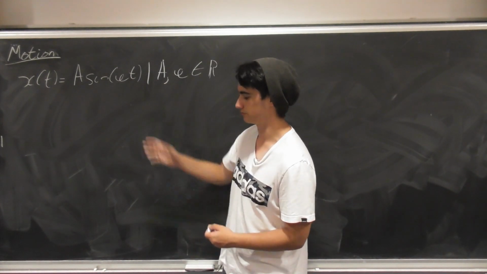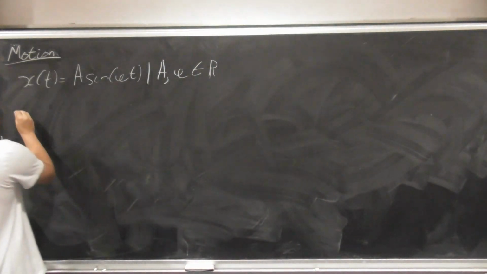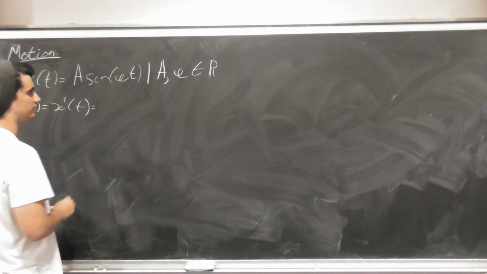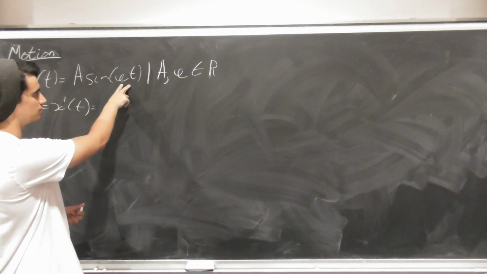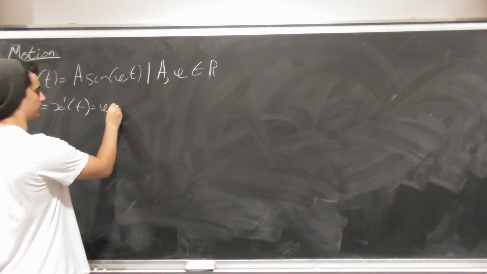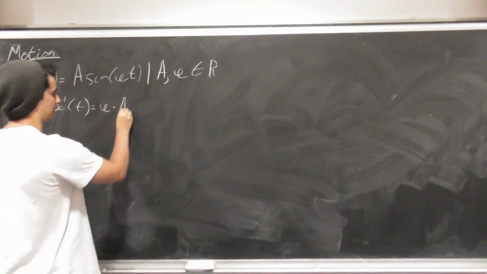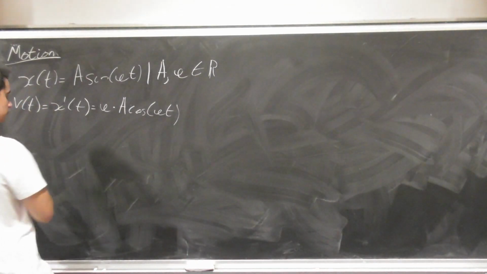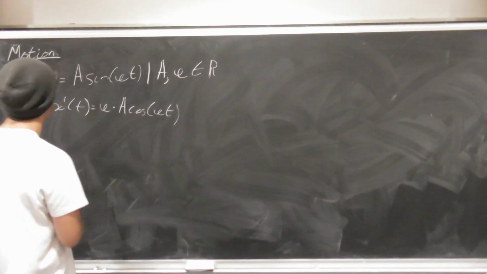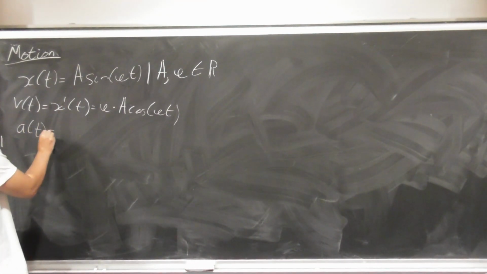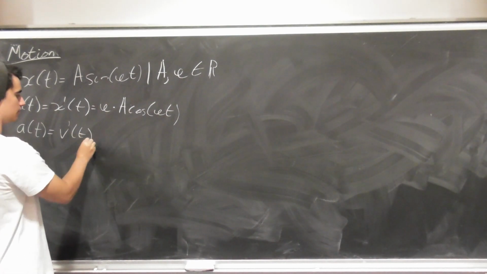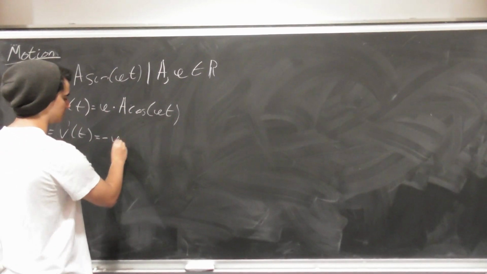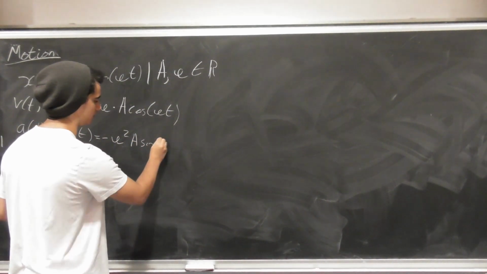So we have this function here. We want to find, say, the velocity of it. So v of t is the same as x prime of t. When we take the derivative of this, we use the chain rule on the argument, and we get omega times the derivative of the entire function. So that's A omega times the cosine of omega t. So now we have our velocity. We can do this again to find our acceleration. The acceleration function with respect to t is the velocity differentiated. So again, we bring omega out, and this time cosine will go to minus sine. So we'll have minus omega squared A sine omega t.